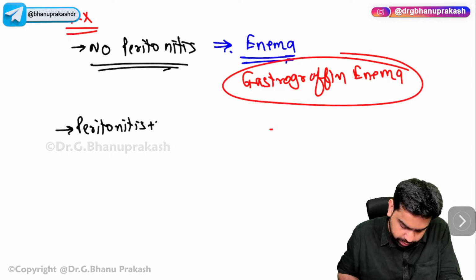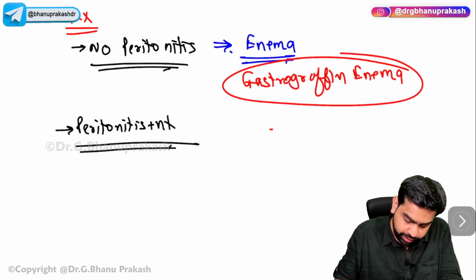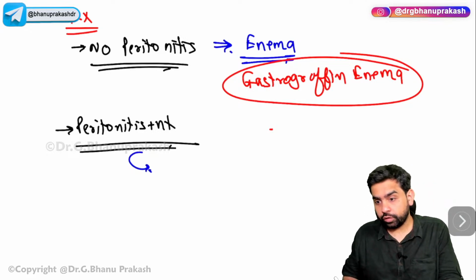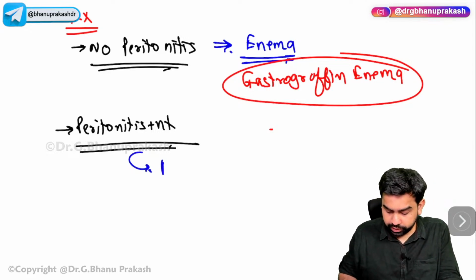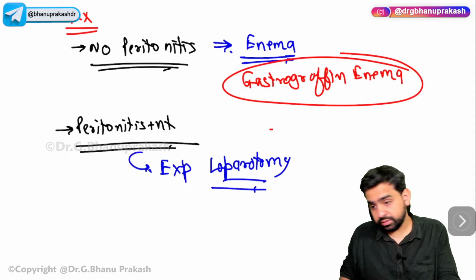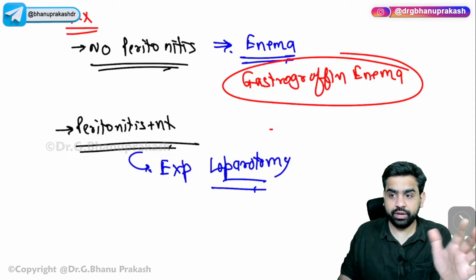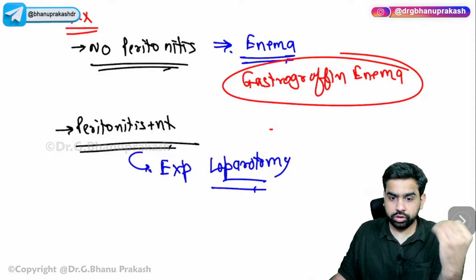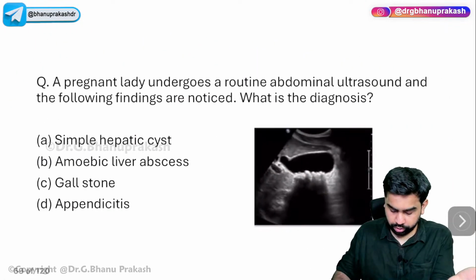But if you find that there are features of peritonitis present, then in that particular scenario you have to obviously perform an exploratory laparotomy. I hope you are able to understand this particular point. Very important. Understood, guys? So these are the important things about intussusception which you need to understand.